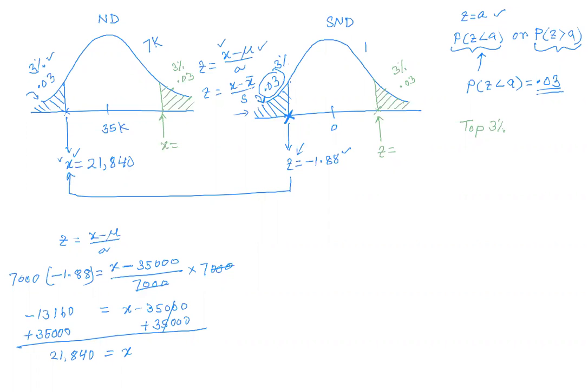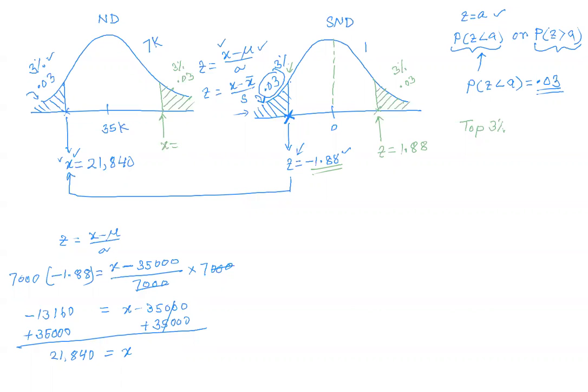Because of symmetry, look, normal distribution is symmetric about the mean. So left half is a mirror image of the right half. So left 3% gives you negative 1.88. So the right 3% would give you positive 1.88 for Z-score. That's one way, and an easy way to find out, because you already found out.